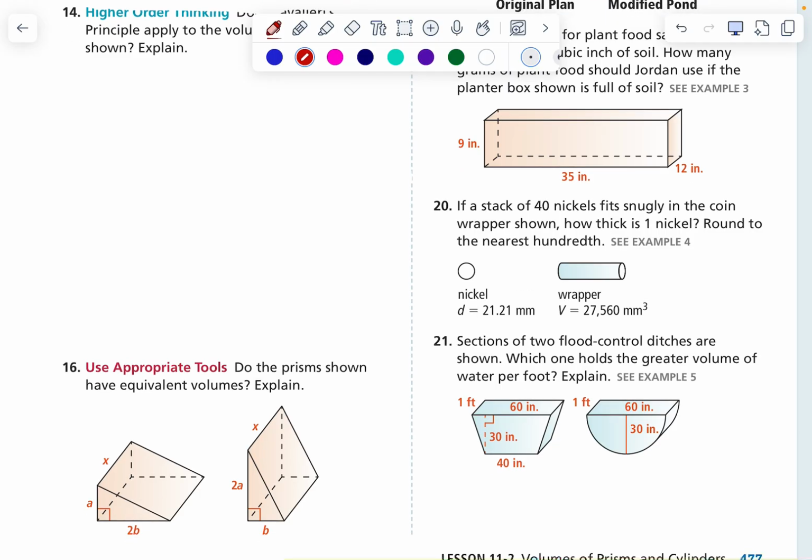Anyway, how much money would be in that coin stacker? 40 nickels. How much money is that? It doesn't matter for the problem, but in life it does, right? How much money is 40 nickels? How much money is one nickel? So it's 40 times 0.05, right? 5 cents is 0.05.